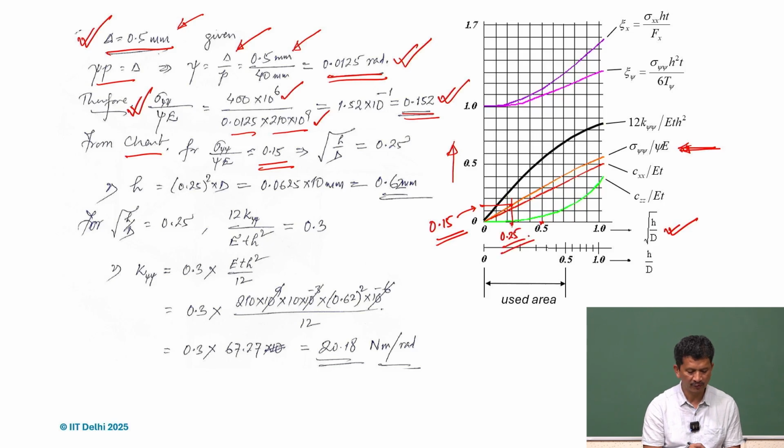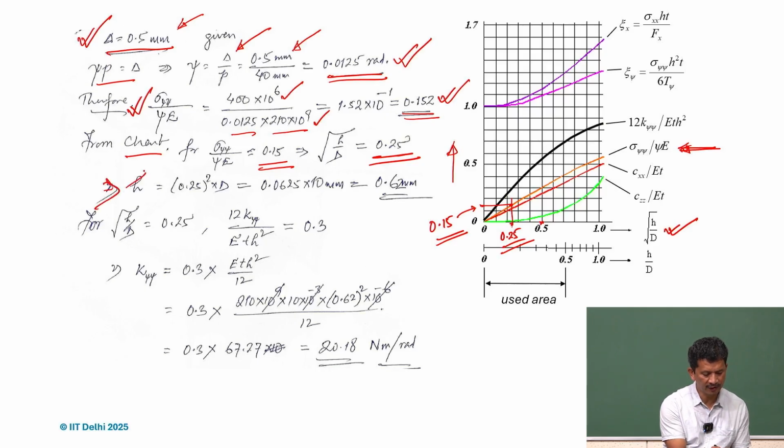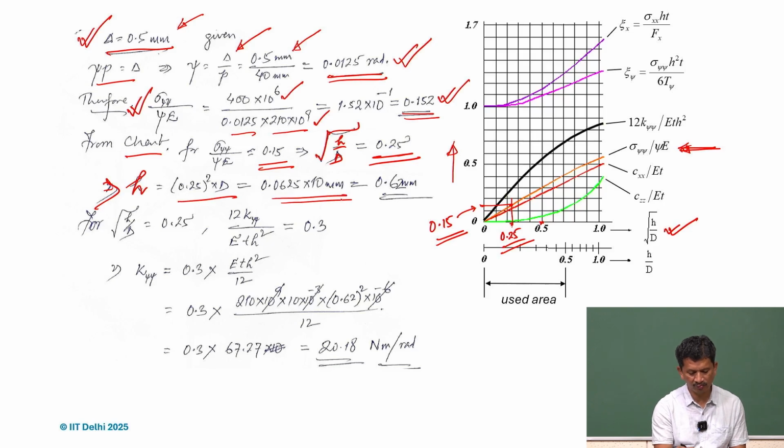So the square root of h by d is 0.25, and once we put the values, we can find h. We square it, so h by d equals 0.25 squared, and we take the denominator to the other side. When we multiply, it is in millimeters, and what we find is 0.62 millimeter.